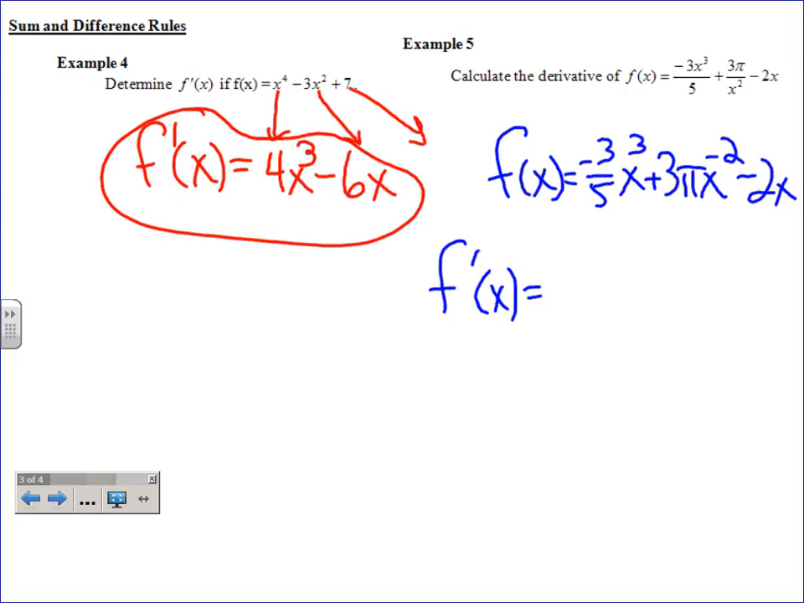And so I can take that 3 that's right up there, and maybe we'll put some colors here. Take that 3 times that. Agreed? Well, what is -3/5 times 3? Yeah, -9/5. Not a trick question there. All right. -9/5 x to the 2nd. Got to take it down a power.